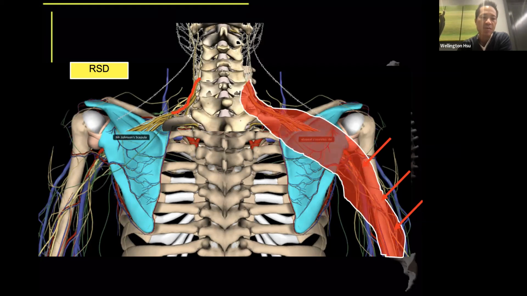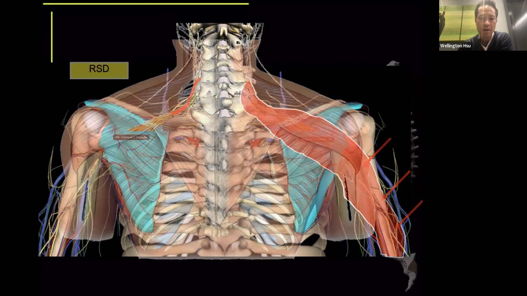RSD really can present in any way. Patients will have just pain down the entire arm in a non-dermatomal distribution. This condition typically improves with a selective nerve root block, and these patients often can be treated chronically as such.